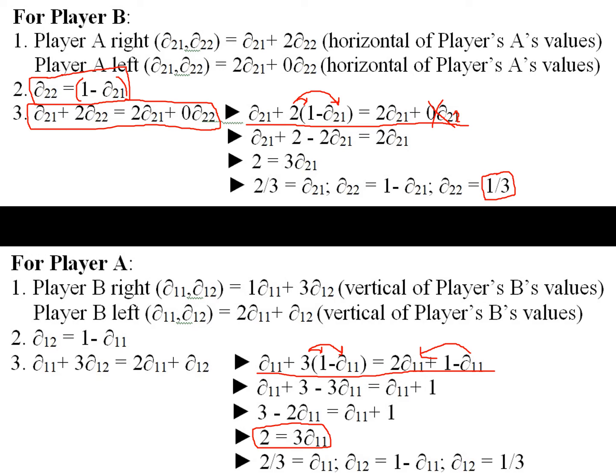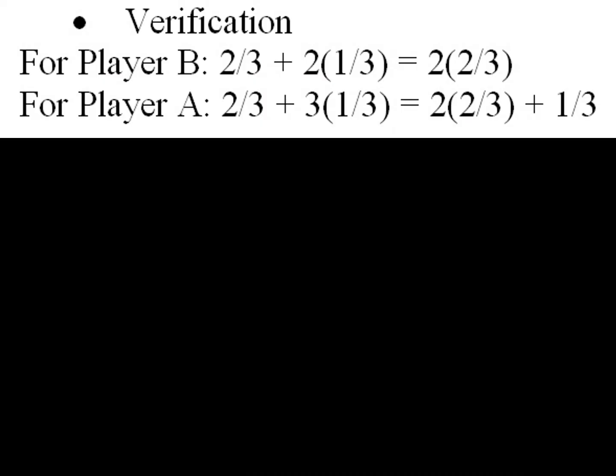So this is how you achieve the mixed game strategy. It tells you to play randomly, and it has a mathematical proof, and so it's completely superior to best response analysis. And here you can see the verification for player B. 2/3 plus 2 times 1/3 is equal to 2 times 2/3. This is reinserting the values into the equation. And then for player A, 2/3 plus 3, open bracket, 1/3, close bracket, is equal to 2, open bracket, 2/3, close bracket, plus 1/3. And so this is simply taking the equations that we created by combining the formulas and inserting the values to confirm that the equations are equal on both sides.